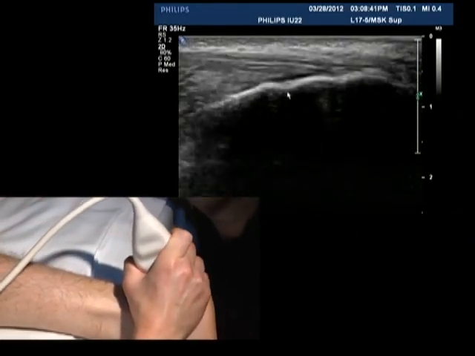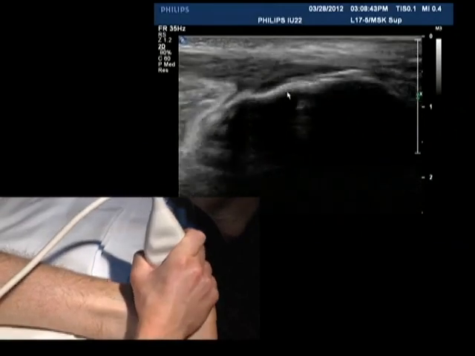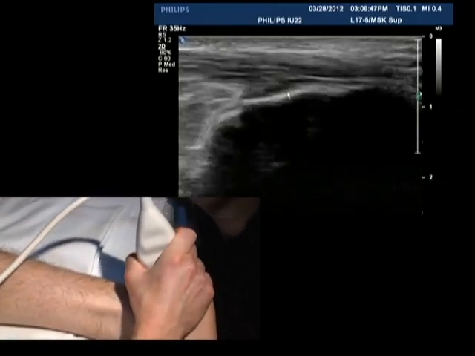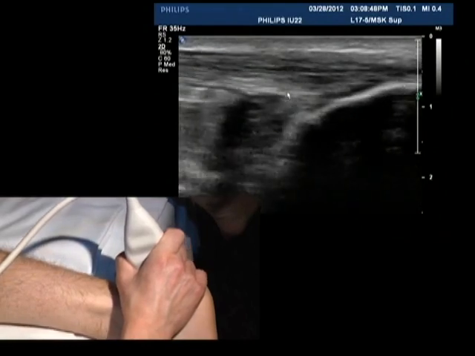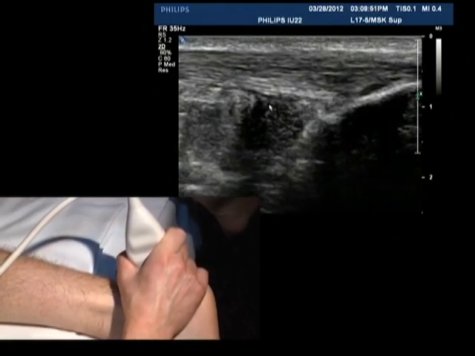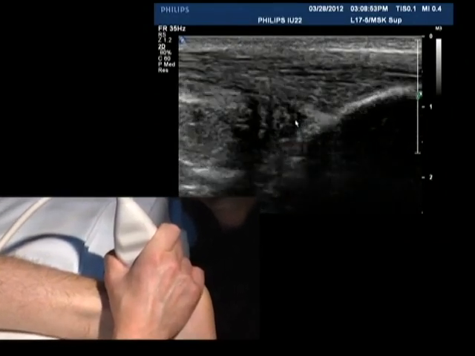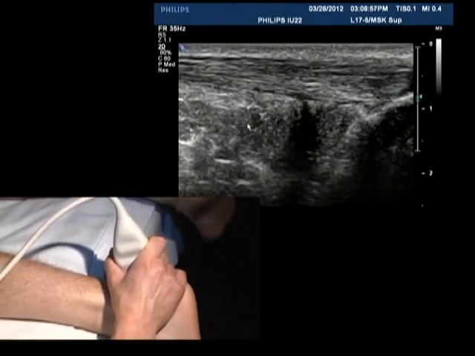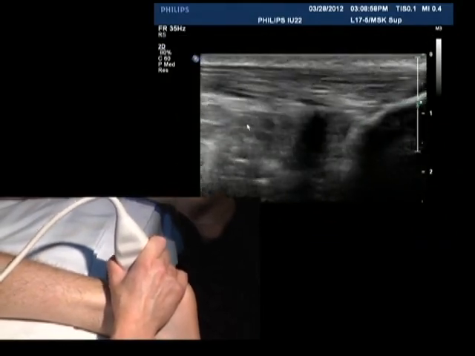Again, when you're looking in this area right at the insertion of the calcaneus, you want to heel it in to make sure that you don't have any anisotropy in that area, but we can see it in its long axis, nice fibrillar pattern. Again, this is going to be where the retrocalcaneal bursa is. You can also see Kager's fat pad right in here.